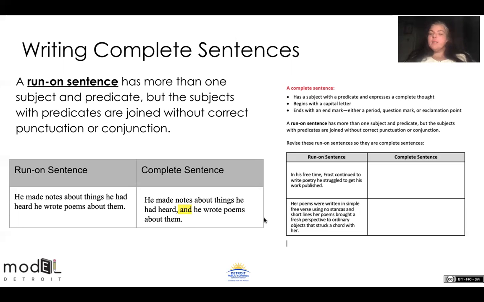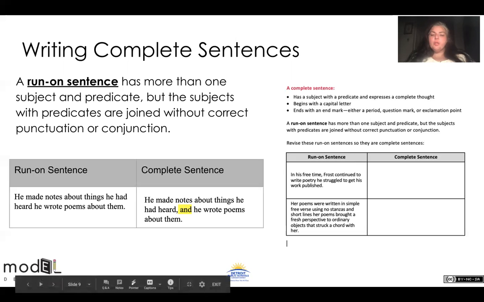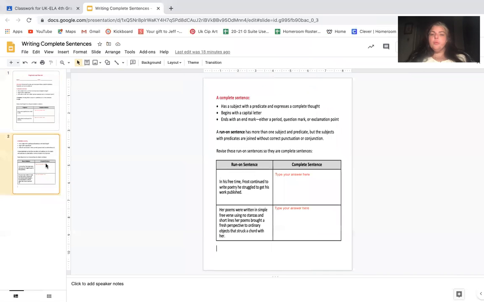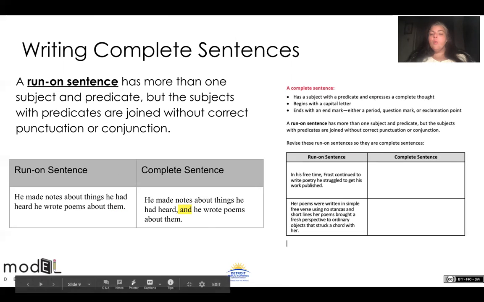Now, in the second part, on the second page of your Google Doc, you will notice our run-on sentences. So let me show you just right quick what that looks like in your Google Doc. Page 2, you're going to click on page 2, and here are your run-on sentences. And you will type your complete sentences here.